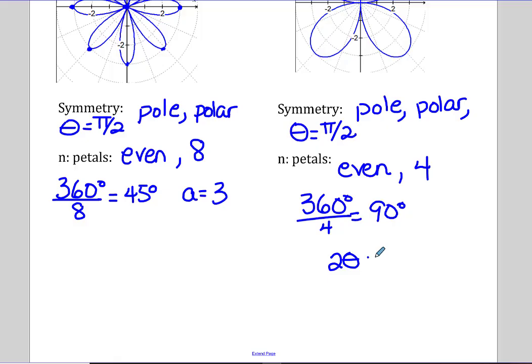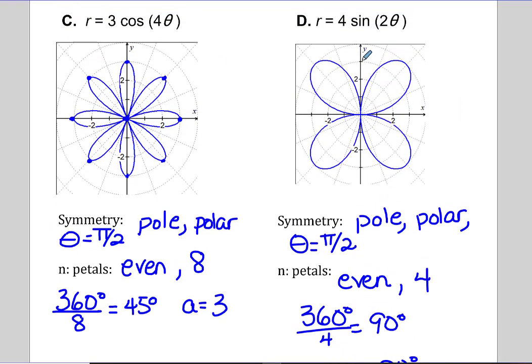So 2 theta is 90 degrees. That means our theta is every 45 degrees, right? So at 45 degrees, starting here, we would have 45 degrees, 45 degrees, 45 degrees, 45 degrees. Okay? So rose curves have to pay attention to even and odd to know how many petals if you're identifying without a calculator.